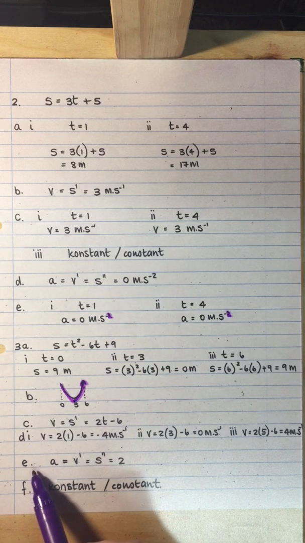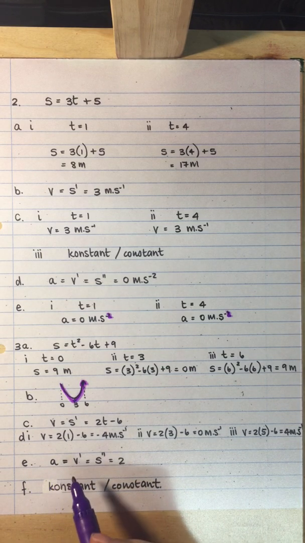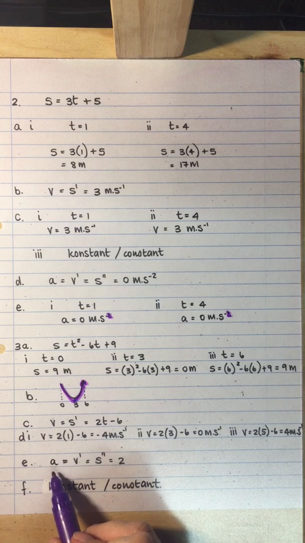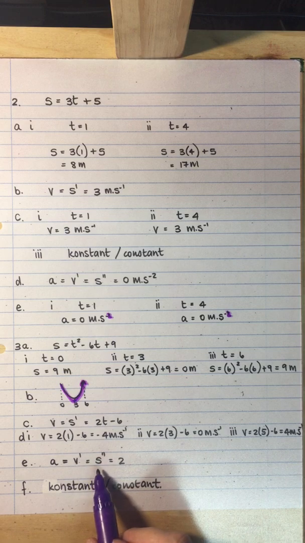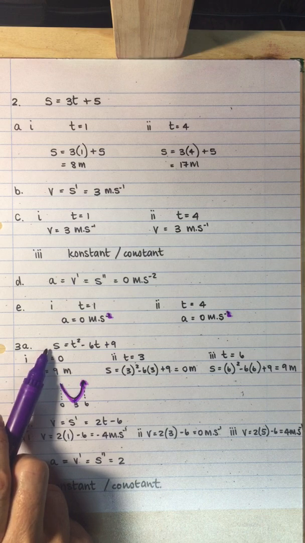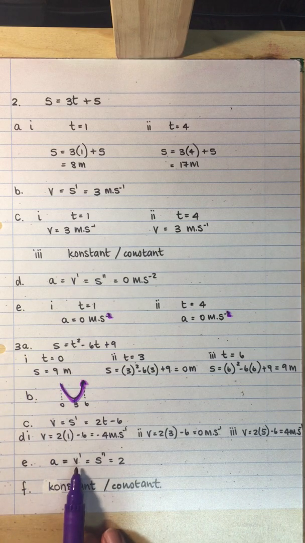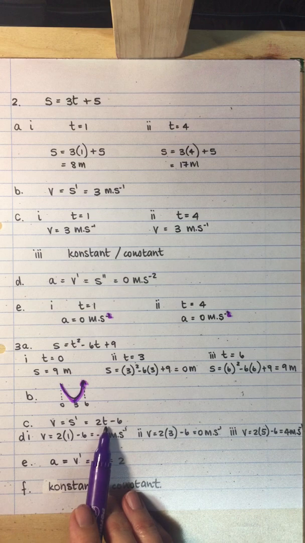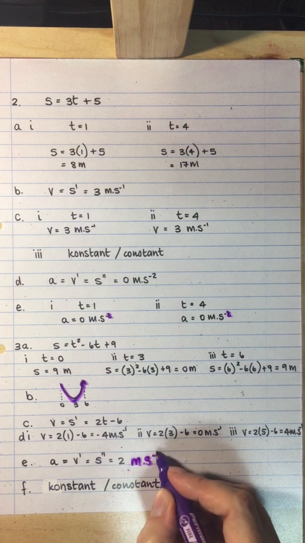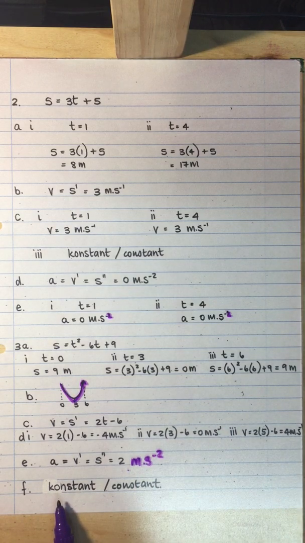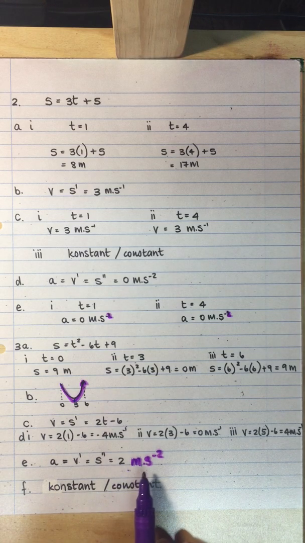Write down an expression for the acceleration of the particle. The acceleration of the particle is equal to the derivative of the velocity, or at the same time equal to the second derivative of the displacement of the particle. When we find the second derivative, we will see that it is equal to 2 meters per second squared, and that means that the particle has a constant acceleration of 2 meters per second squared.